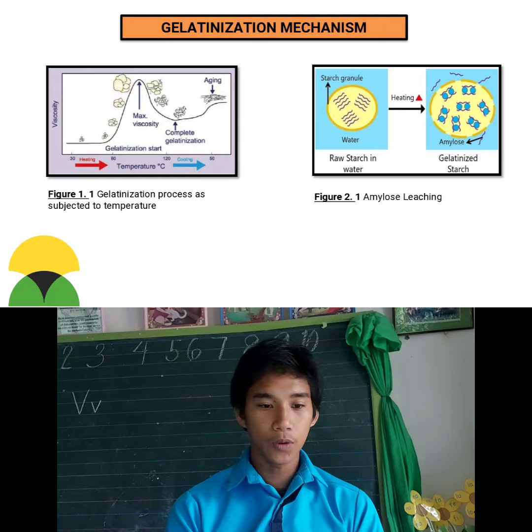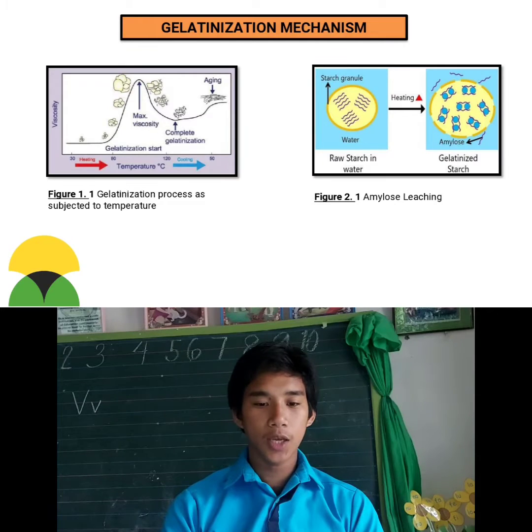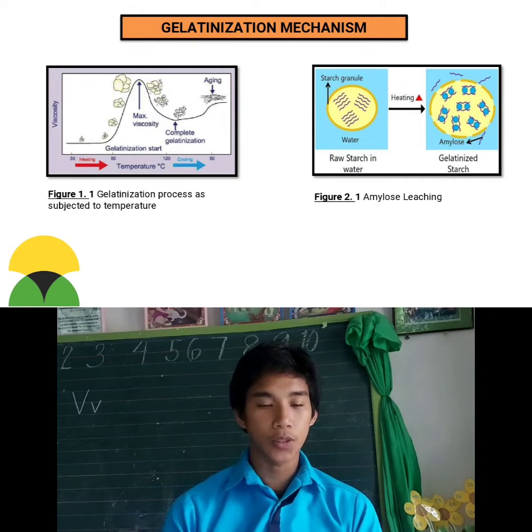And in figure 2, it shows the amylose chains separate into an amorphous form and leach into the surrounding water. The mixture attains the maximum viscosity as the amylose leaches into the surrounding liquid, causing the mixture to thicken. Complete gelatinization occurs at nearly a temperature of 90 degrees Celsius.